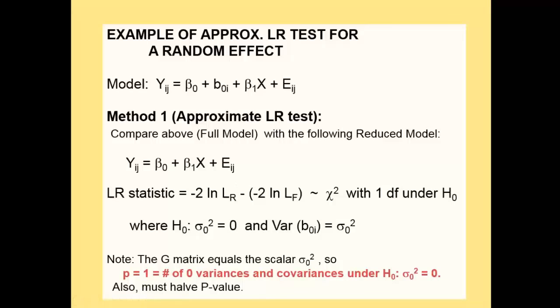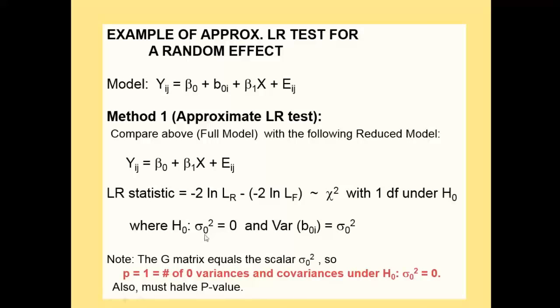Now here's the issue here. The degrees of freedom for this test, according to what I previously said, must be the number of 0 variances and covariances under this null hypothesis that are set equal to 0. Now, what's the null hypothesis?